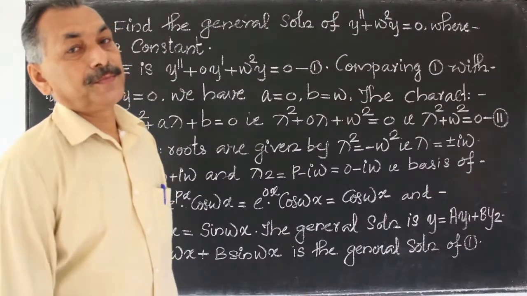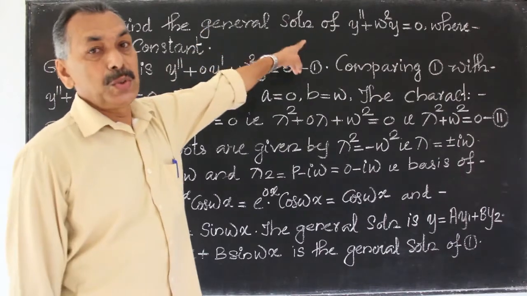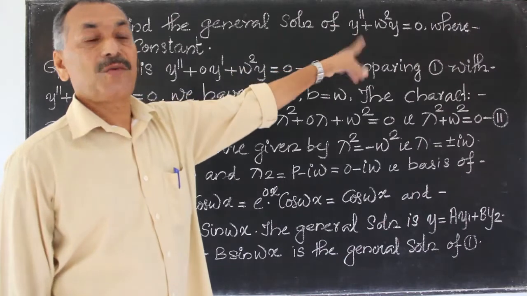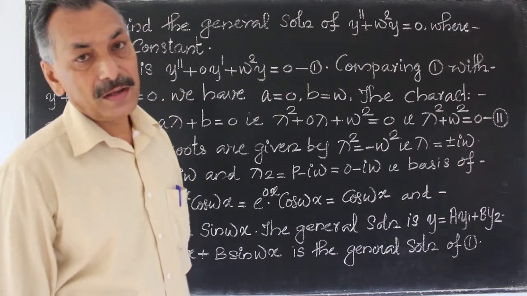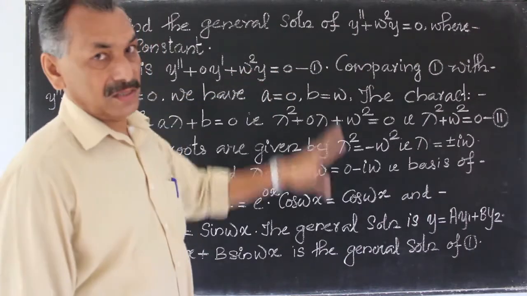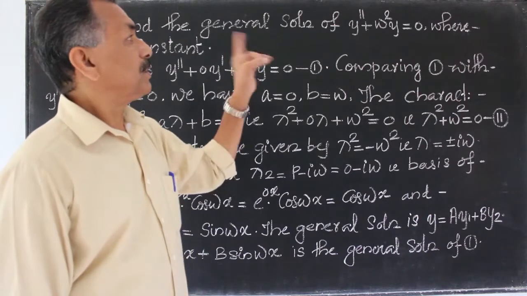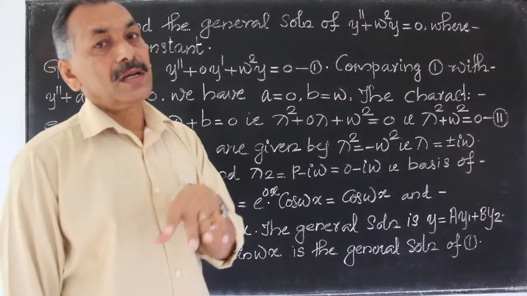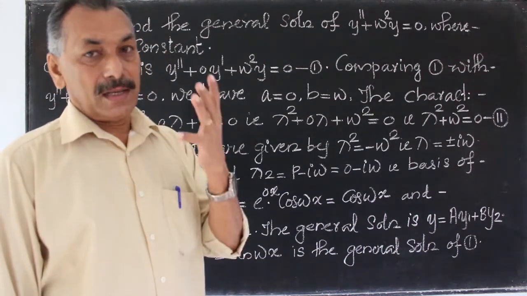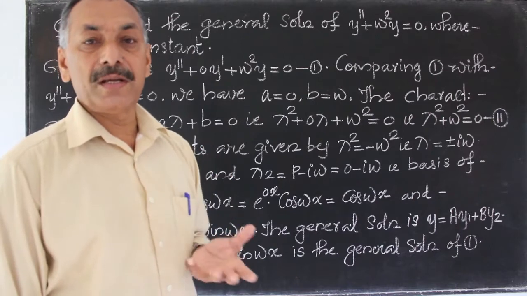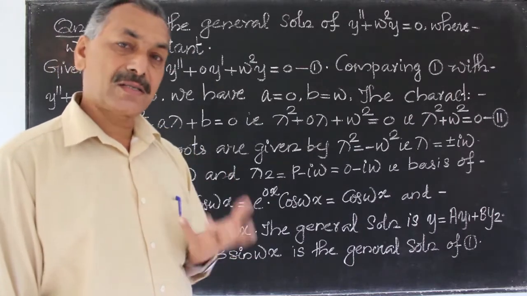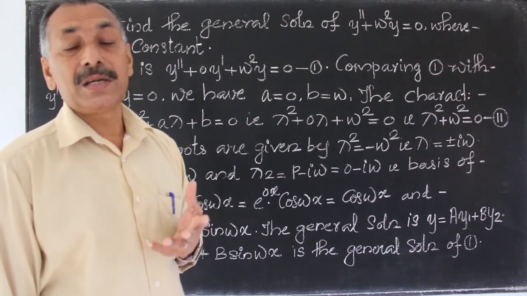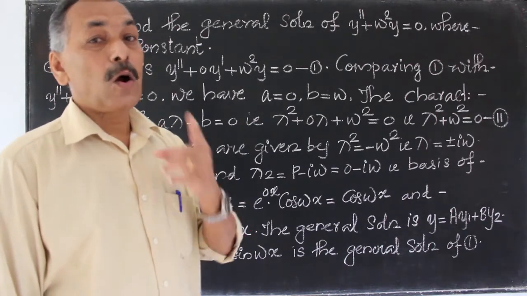Consider this problem. Find the general solution of y'' + ω²y = 0, where ω is a constant. This is an example of a second order homogeneous linear ordinary differential equation with constant coefficients, and moreover the characteristic equation has complex roots.